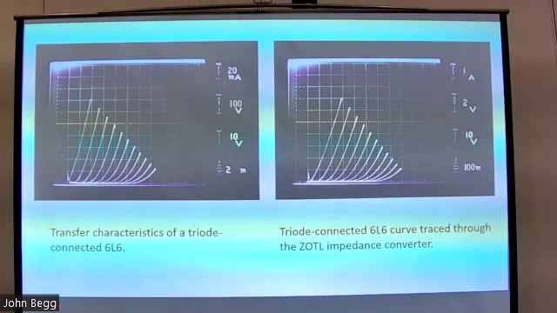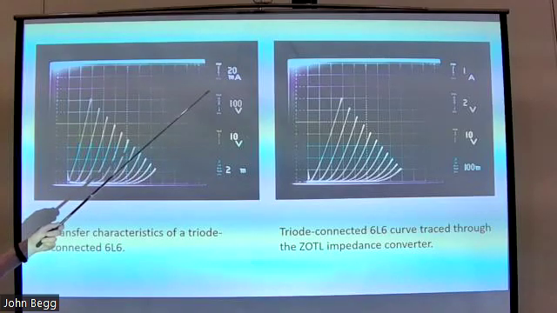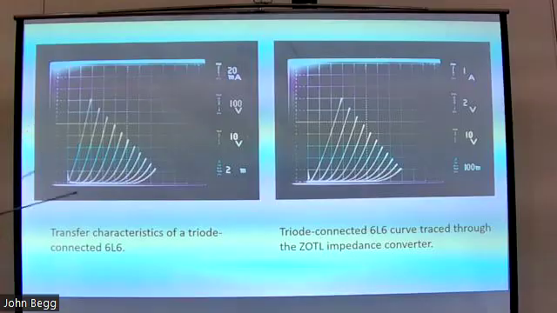This is a curve tracing of, in this first case, a ZOTL, triode-connected 6L6. These lines represent, in case you're not familiar with the curve tracer, and probably a lot of you aren't, steps in your applied grid voltage, and these are the plate voltages on the x-axis. The plate current is the y-axis. The parameters per vertical division: 20 milliamps, step up.